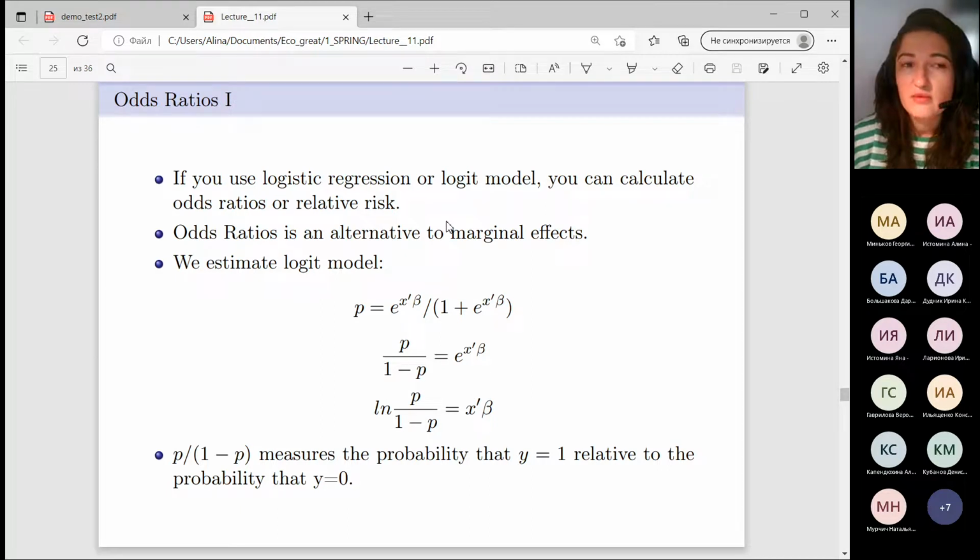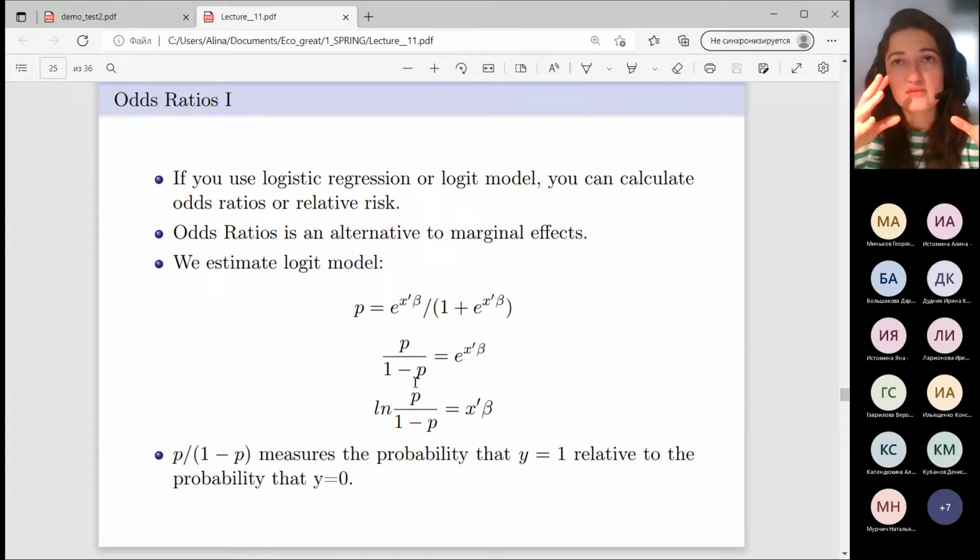I hope that some of the groups, or maybe even all the groups, practiced in the seminars how to do this. So we discussed last time that the odds ratio is just this fraction, where you can see in the numerator the probability that some event equals 1, for example the person is self-employed, over the probability that the event equals 0, which in terms of self-employment means that the person is a paid worker, for example, or otherwise.